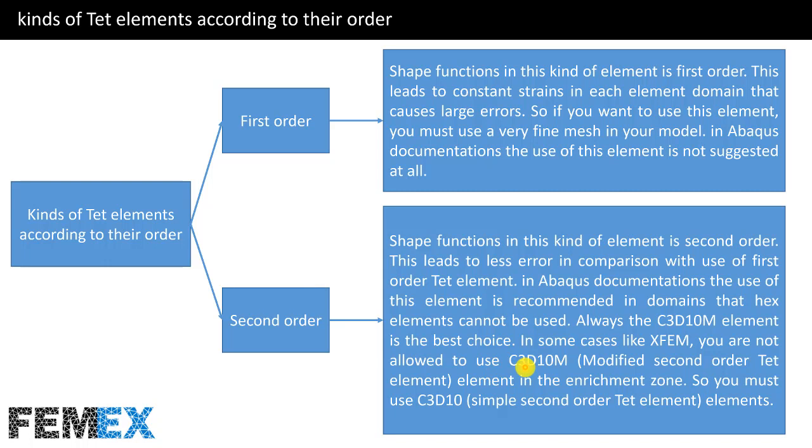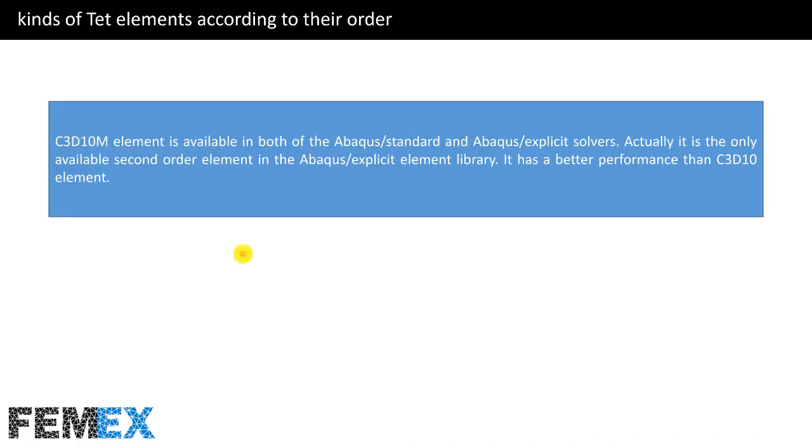The C3D10M element is the modified second order tet element and C3D10 is the simple second order tet element. The C3D10M element is available in both the Abaqus Standard and Abaqus Explicit solvers. Actually, it is the only available second order element in the Abaqus Explicit element library. It has a better performance than the C3D10 element.